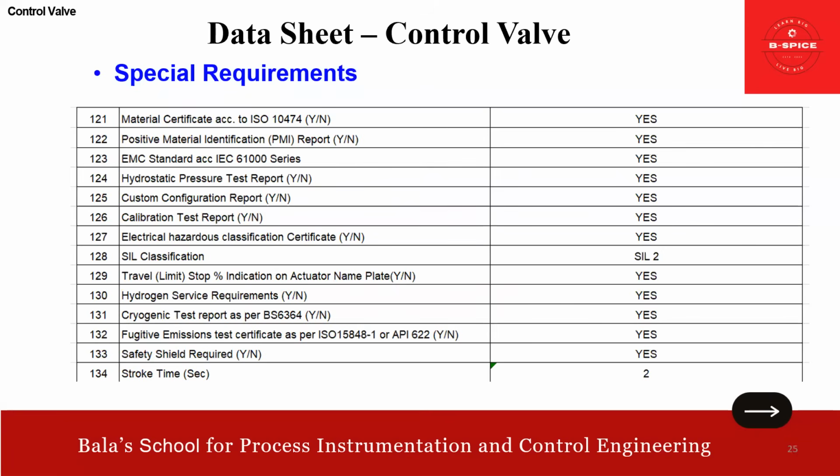Okay, let's get started. What are the special requirements? Material certificate according to ISO. Yes, I need this. Positive material identification, PMI report. Yes, I need this. EMC standard according to IEC 61000 series. Yes, I need this. Hydrostatic pressure report. Yes, I need this. Customer configuration report. Yes, I need this. Calibration test report. Yes, I need this. Electric hazardous classification again. Yes, I need this. Then SIL classification.